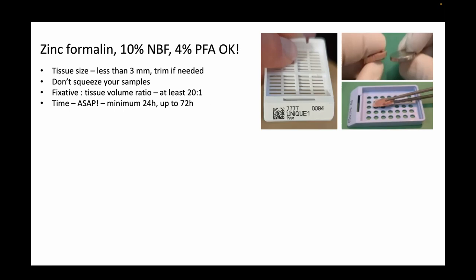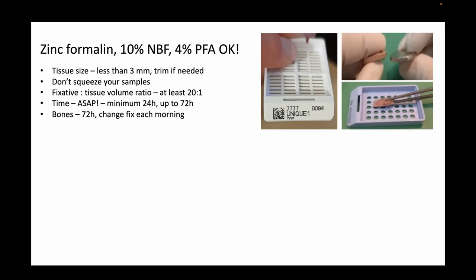Time is very important. At the minimum, it should be 24 hours, but the fixation needs to happen as soon as possible after the animal has died, or the human has gone to the other side of the rainbow bridge. Up to 72 hours. If you fix for a lot longer, your antigenicity is not going to be there anymore.